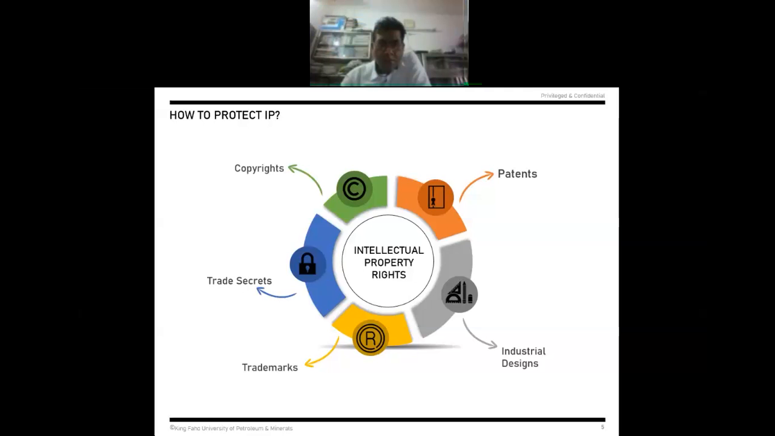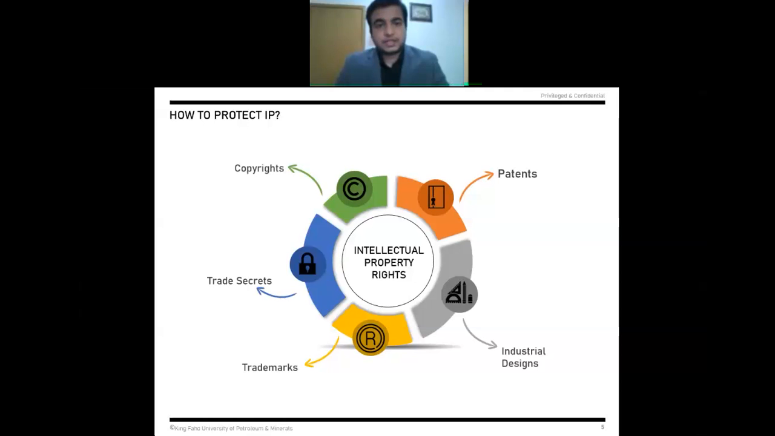The last one is the copyrights. Copyrights protect creations such as books, music, movies, etc. So literary and artistic works. These are the main types of intellectual property. There are a few others, but we will not discuss them in this session. And in this session, we'll focus mainly on patents.